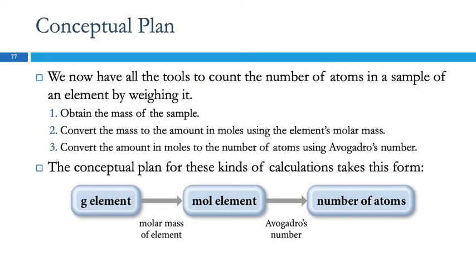So here's the plan for counting atoms by weighing. We start with the mass of the element. We go to moles of the element. That uses the molar mass. And from moles of the element, we can go to number of atoms using Avogadro's number. So grams to moles to number of atoms.